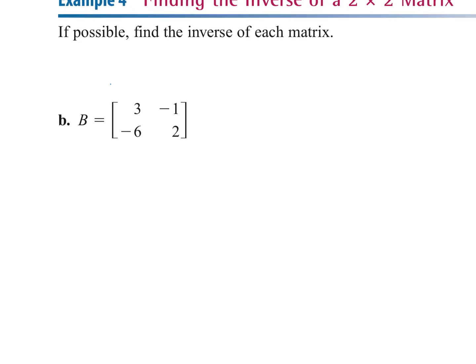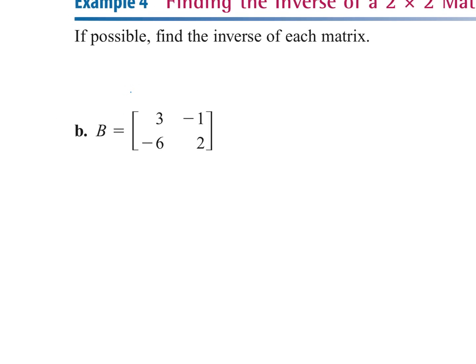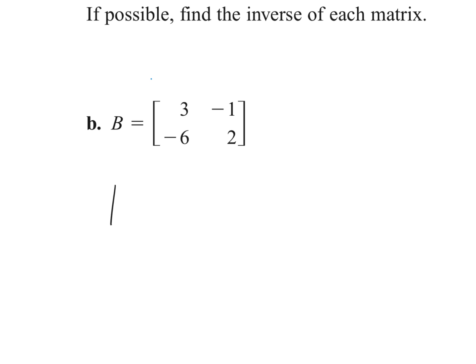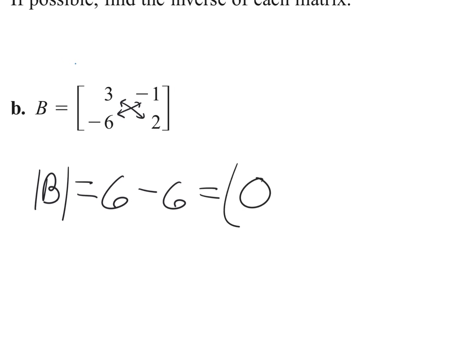All right, so let's try this one as well. This is a good one to try. Let's first start with the determinant. So what do we get? 3 times 2, right? Minus negative 6 times negative 1. 6, we get 0. So here's a fun fact.